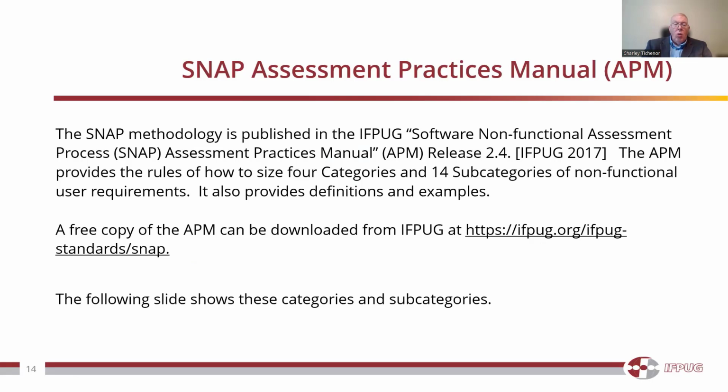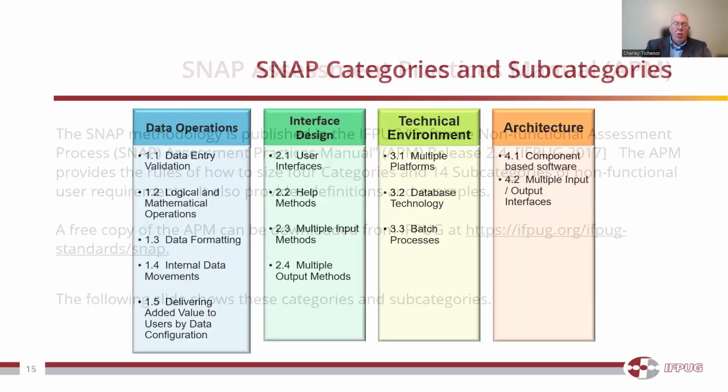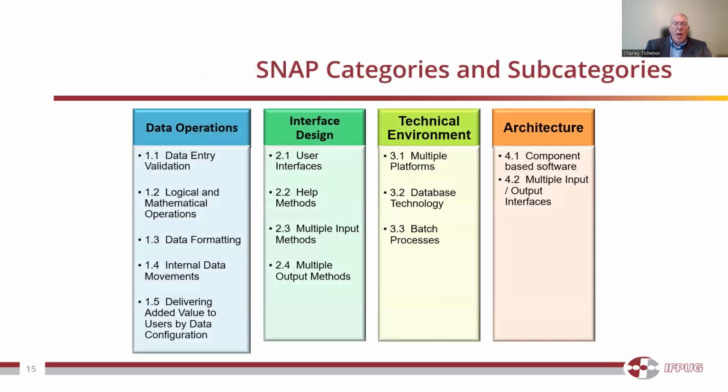Now the following slides show the categories and subcategories. There are 4 categories: data operations, interface design, technical environment, and architecture. And among those 4 categories are 14 subcategories. We'll go into these in a little bit more detail in the next video.